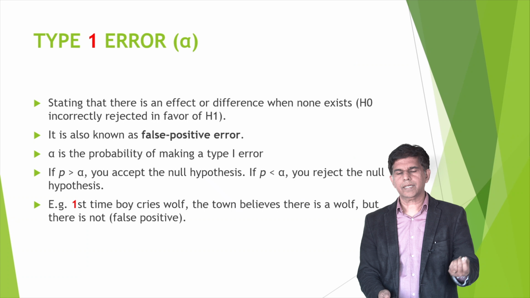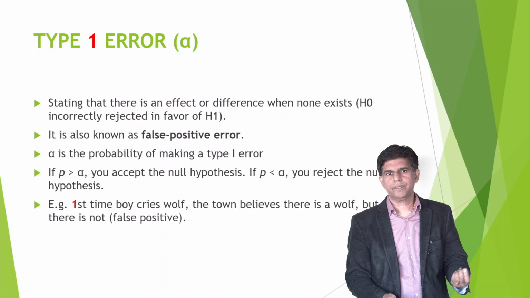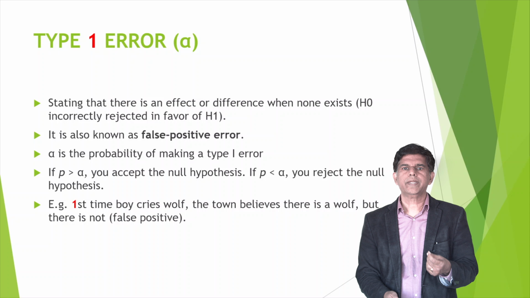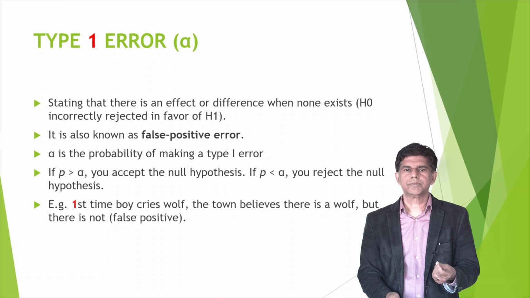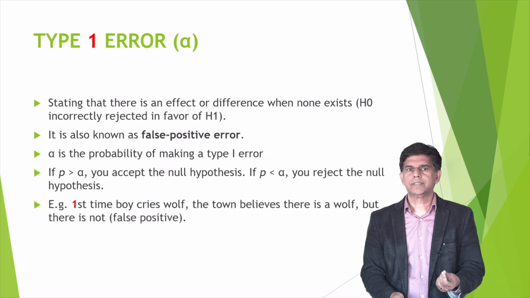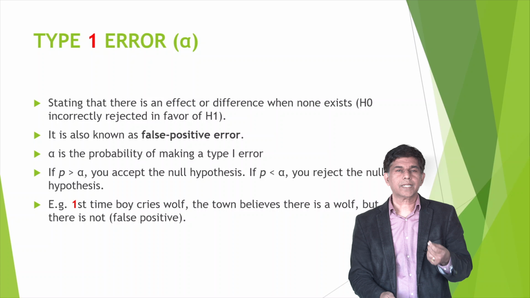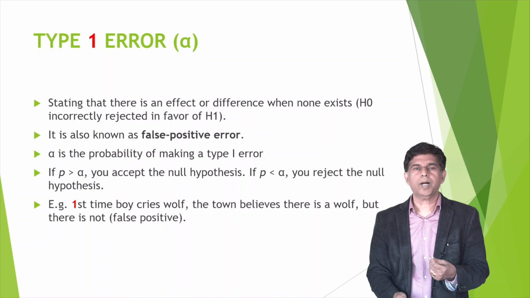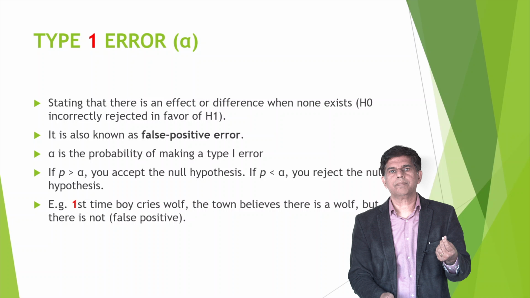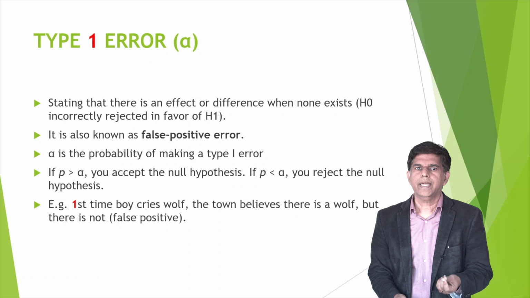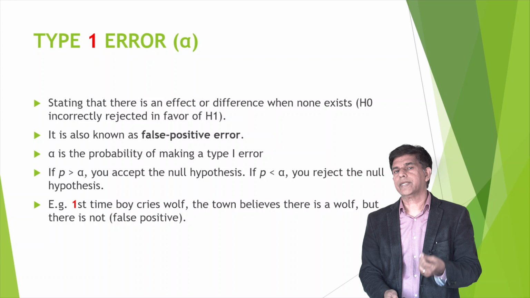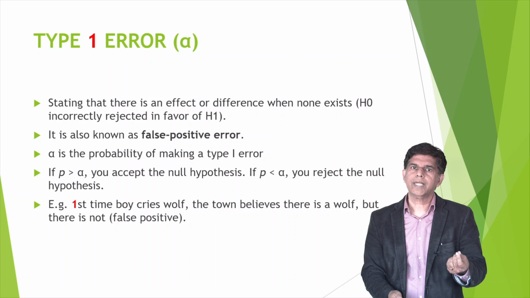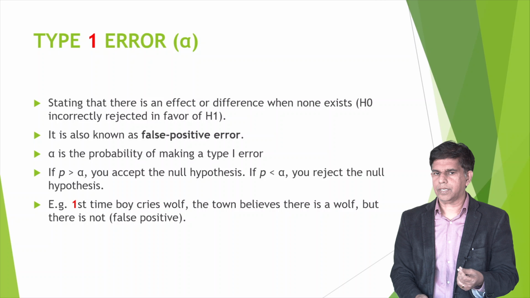So what is a type 1 error? It's also called alpha, stating that there is an effect or difference when none exists, okay? It's also known as a false positive error. So alpha is the probability of making a type 1 error. And if the p-value is greater than alpha, you accept the null hypothesis. If the p-value is less than alpha, you reject the null hypothesis.